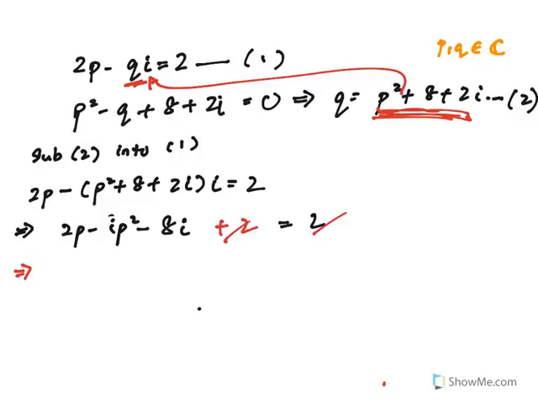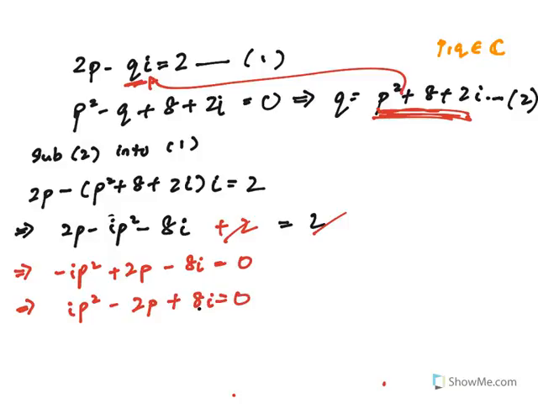Then very quickly, you have negative ip squared minus 2p, sorry, plus 2p minus 8i. I would like my coefficient of p squared to be positive. So ip squared minus 2p plus 8i equals 0. This is all we have. This is the quadratic equation in terms of p.